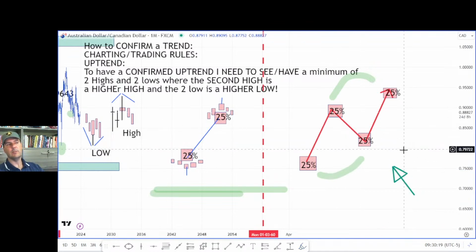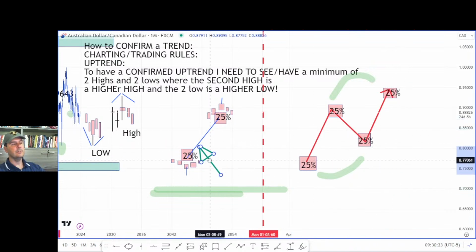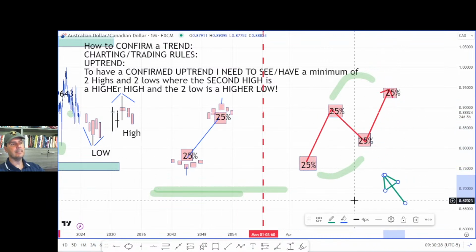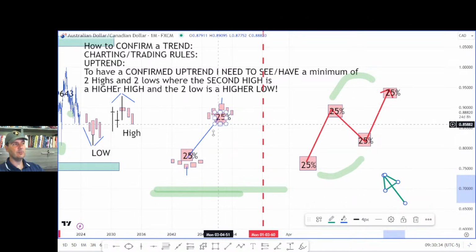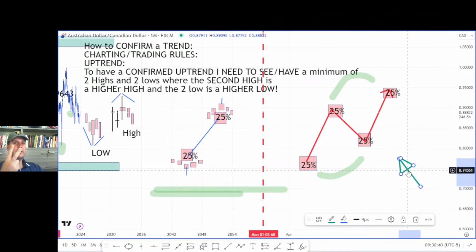Boss, I don't understand the question. If you buy here compared to if you buy here, which one has a better probability of success? The 50% confirmed uptrend or 100% confirmed uptrend that you are seeing on the chart? You can see it.